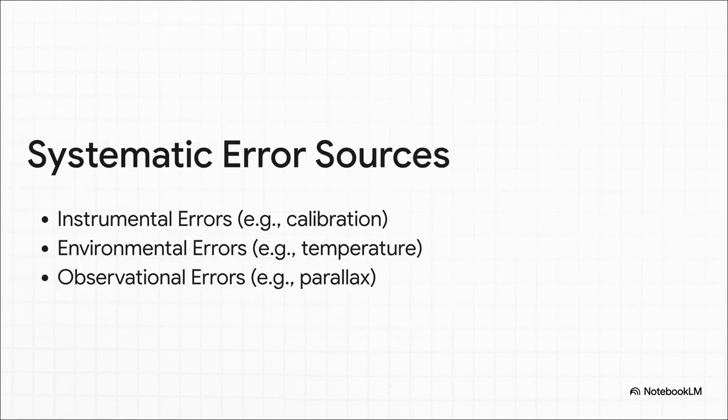Let's dig just a little bit deeper into those systematic errors. They can come from the instrument itself. Maybe it has a calibration problem. They can also be environmental, caused by things like the temperature or humidity in the room. And finally, they can be observational, coming from something as simple as parallax error. Looking at a needle from the wrong angle.